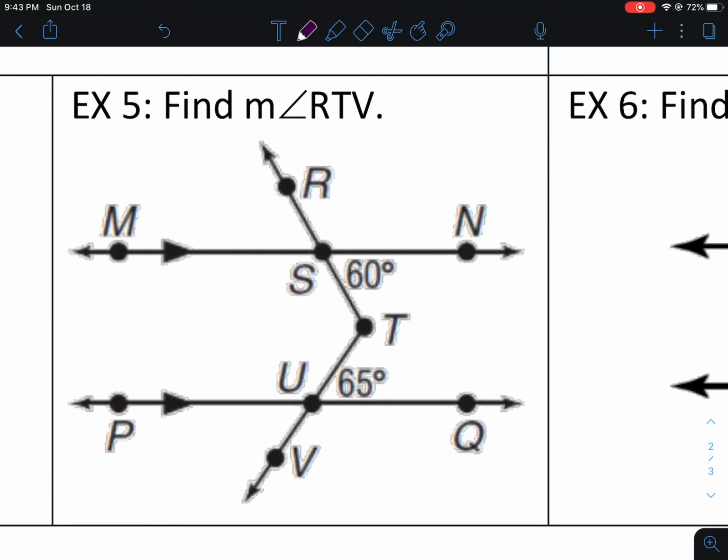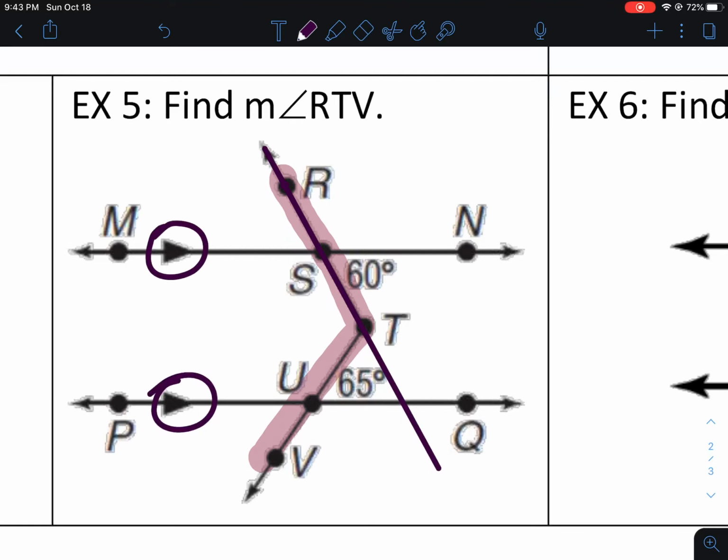Find the measure of angle RTV. Finally, we're not just finding x. Actually, we're not finding x at all. Let me get my trusty highlighter. R, T, V. See how I did that? I just travel in the same direction that the letters tell me. For the sake of this example, I'm going to extend this line. These are parallel, so that's really helpful and important.